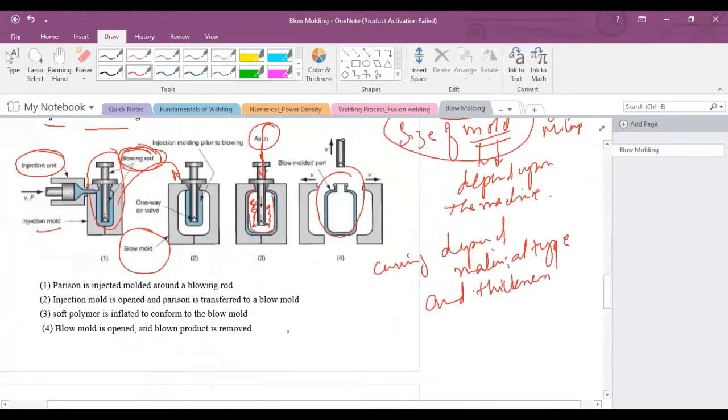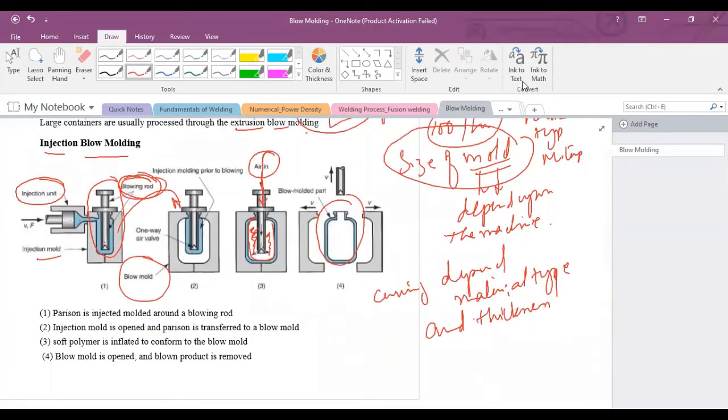This is all about the blow molding. In the next topic, we will study the compression molding.